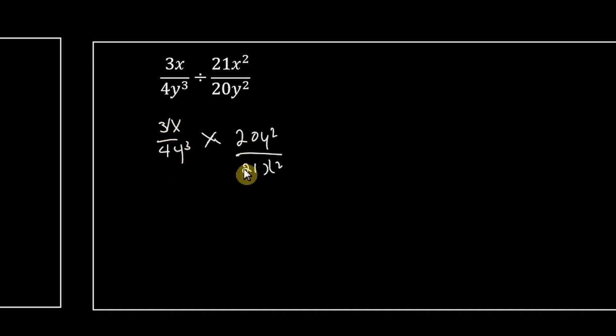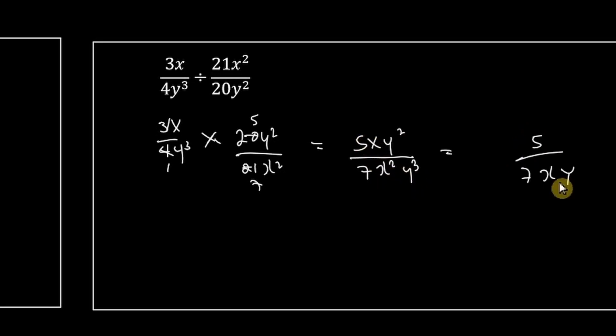So 3 will go into 21 7 times, 4 could go into 20 5 times, and the first simplification gives us 5xy squared all over 7x squared y cubed. So we could simplify further, and we have y squared divided by y cubed, and x over x squared, so that we end up with 5 over 7xy.